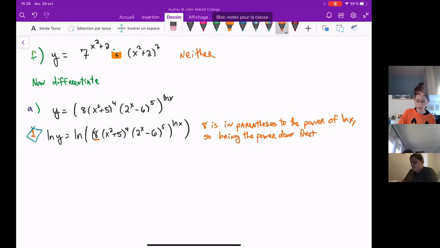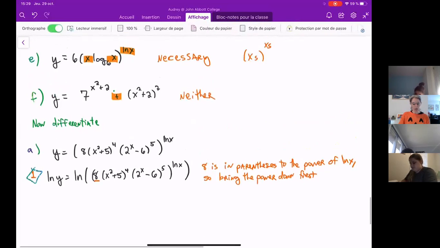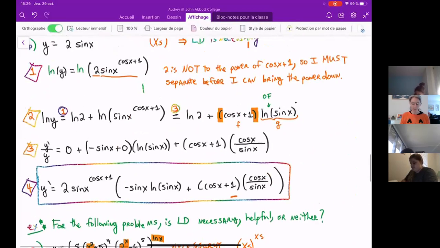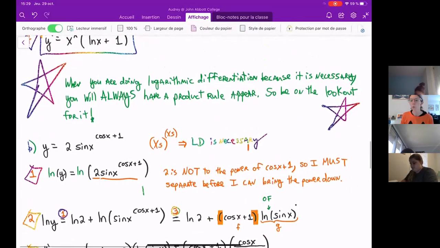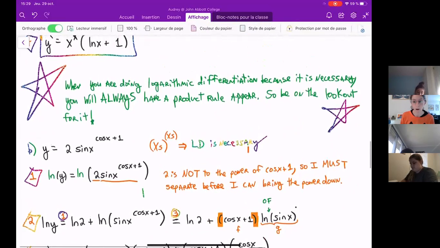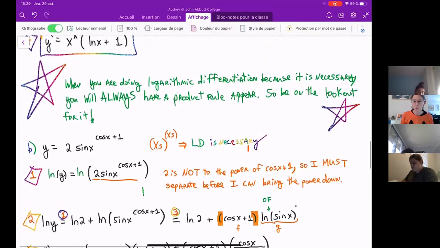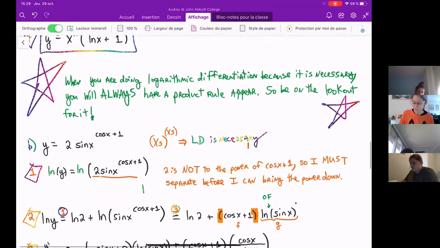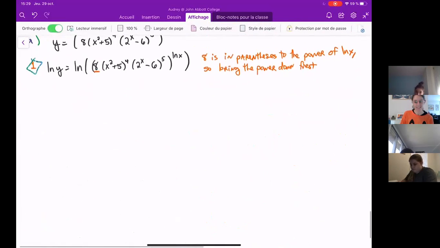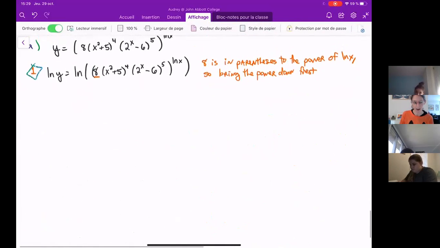It is different, and I'm just going to go up for a second for us to look at it. It is different than what we had right here, where that 2 was not in parentheses to the power. So we had to separate the 2 in order to bring the power down, whereas here I can't separate until I bring the power down.